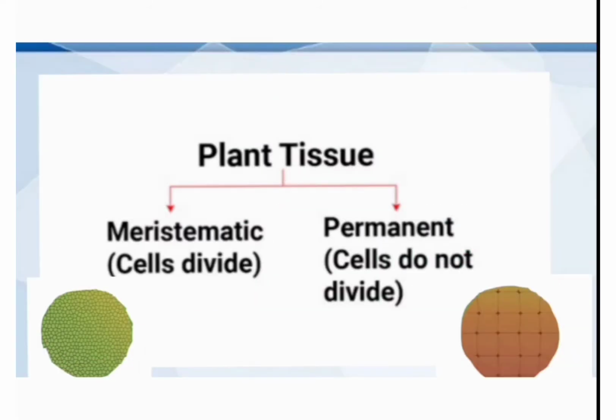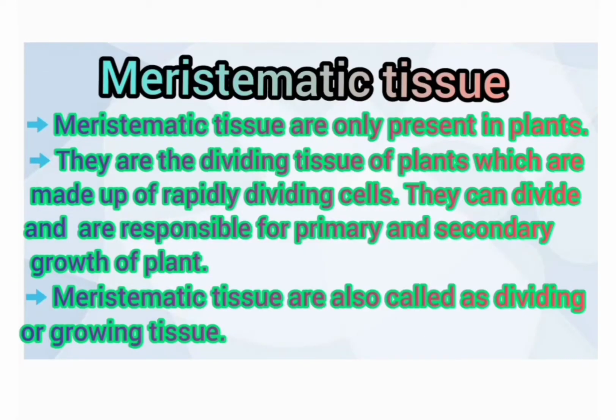Now we will be learning about the types of plant tissues. There are two types of plant tissues, meristematic tissues and permanent tissues. Meristematic tissue. Meristematic tissue is only present in plants. It is the dividing tissue of plants, made up of rapidly dividing cells. They can divide and are responsible for primary and secondary growth of the plant. Meristematic tissue is also called dividing or growing tissue.